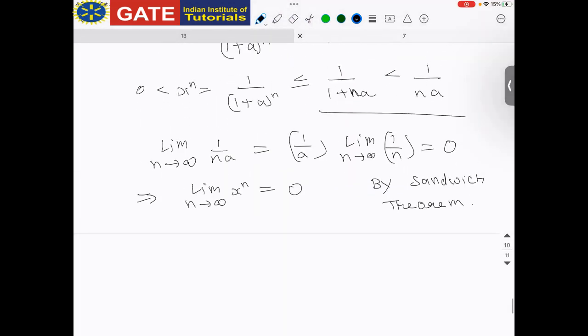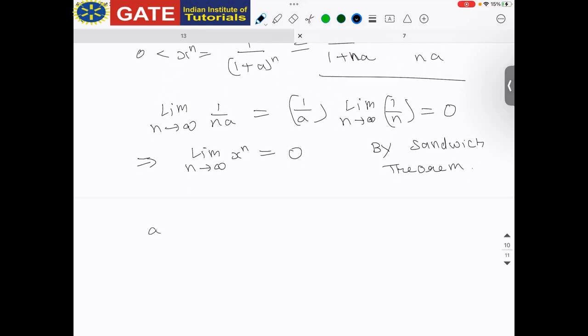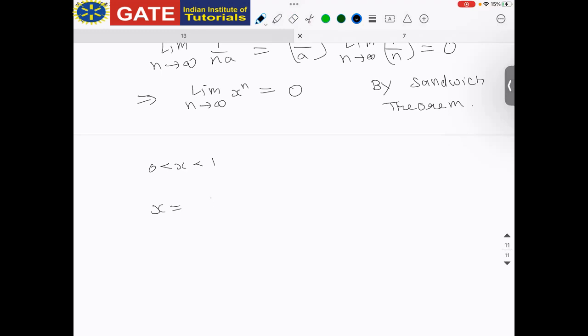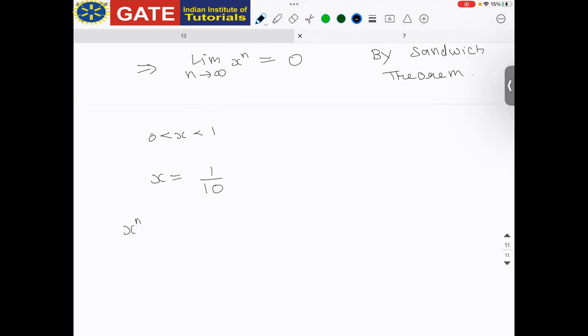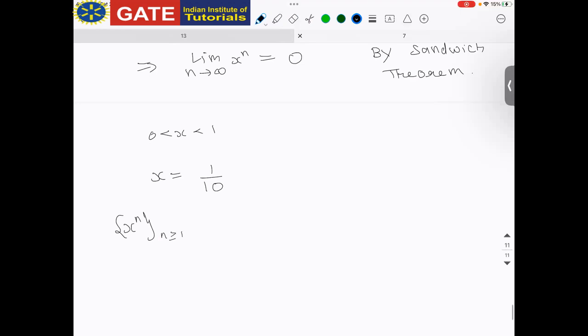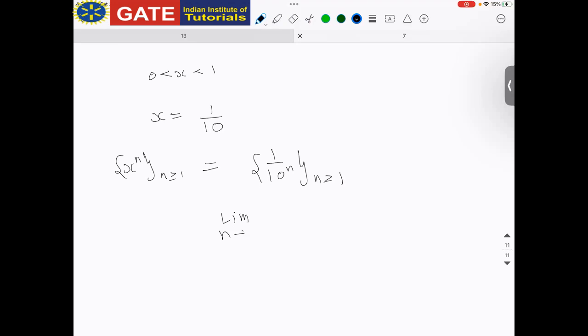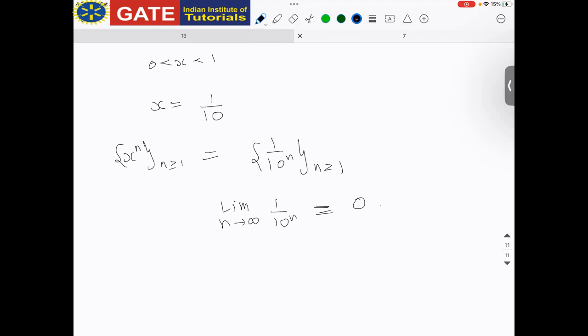But first of all, does this make sense to you intuitively? Let's say your x was between 0 and 1. Let's take some example now. So let's take x is equal to 1 by 10. Now consider x raised to the power n, n is greater than or equal to 1. Now this is 1 by 10 raised to the power n. Now limit n tends to infinity of 1 by 10 raised to the power n is nothing but 0, because your denominator keeps on increasing as you increase n. So the reciprocal of that will keep on decreasing and will reach 0. This will happen for any real number between 0 and 1.